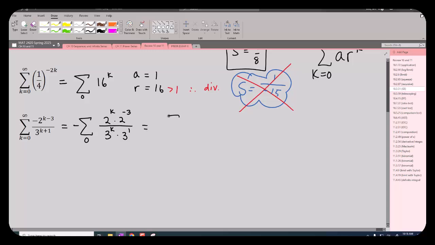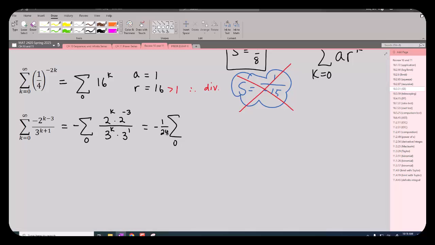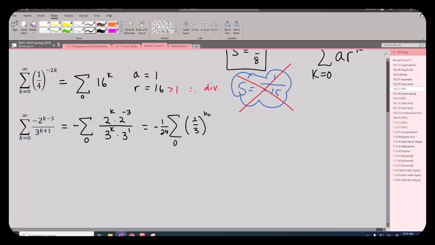So for our series, we've got this negative 1 out front. This is going to be 1 over 2 to the 3. 2 to the 3 is an eighth, so that 8 is going into the denominator. We'll have 1 over 24 out in the front as a coefficient. So an eighth times a third. And then we have 2/3 to the k. So now we're in the arc format.